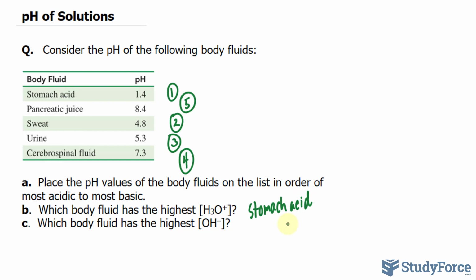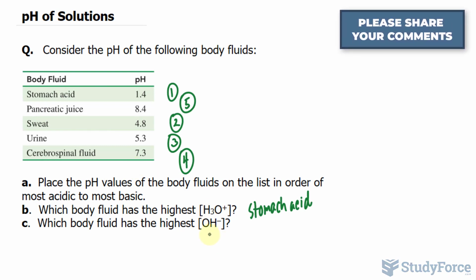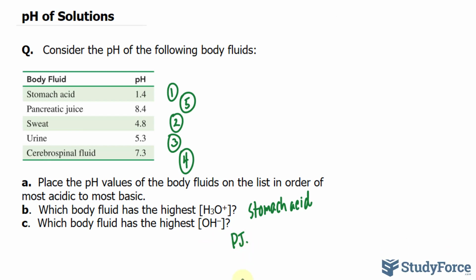And lastly, which body fluid has the highest concentration of OH-? Hydroxide, OH-, is an indication that something is basic. The only things here that are basic are the cerebrospinal fluid, which is slightly basic, and the pancreatic juice. I'm going to assume that there will be more OH- coming from the pancreatic juice because it's more basic than the other. So here the highest should be pancreatic juice. And there you have it. That is how to determine the pH of solutions.